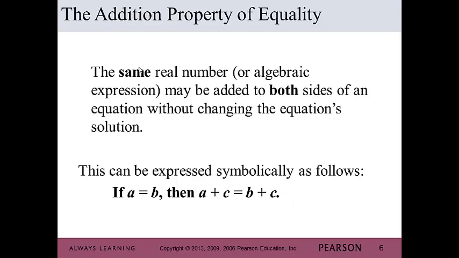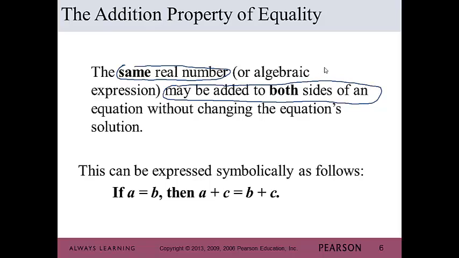So the addition property is just saying that you can add or subtract the same number on both sides of the equation without changing the solution. Now make sure you're doing it on both sides of the equation, and it must be the same number.